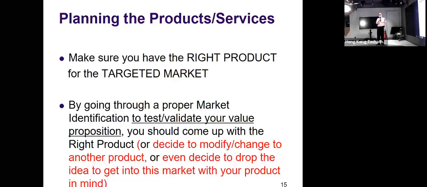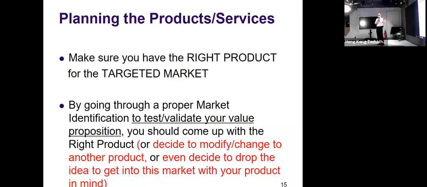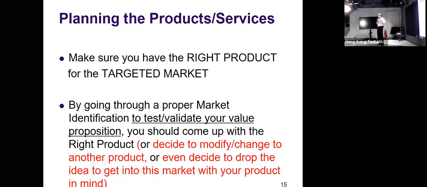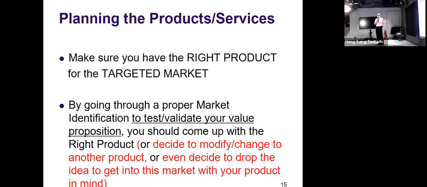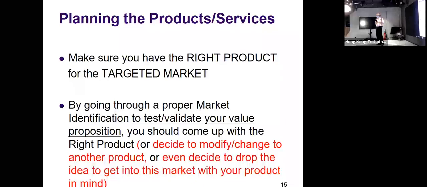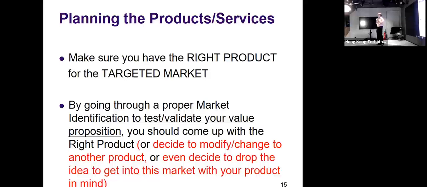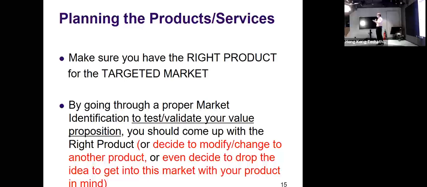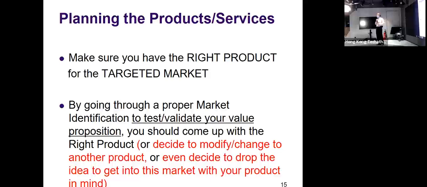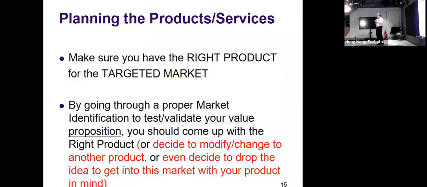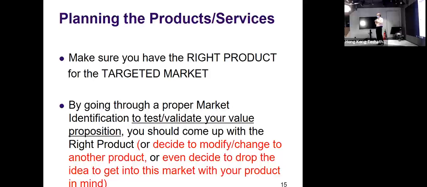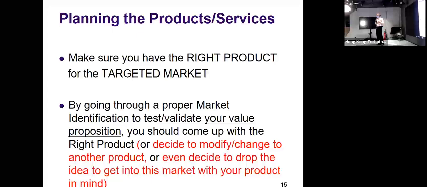So make sure you have the right product for the targeted market by going through a proper market identification to test and validate your value proposition. You should come up with the right product. To discourage you again, but you know, this is not intention. Or you have to decide to modify or change your product. Or even decide to drop the product and do something else. Or go work for somebody else. Because you find out you have a problem with the market.